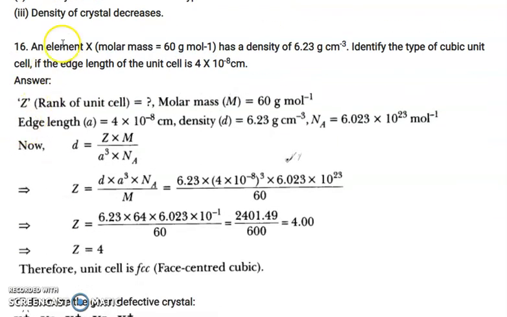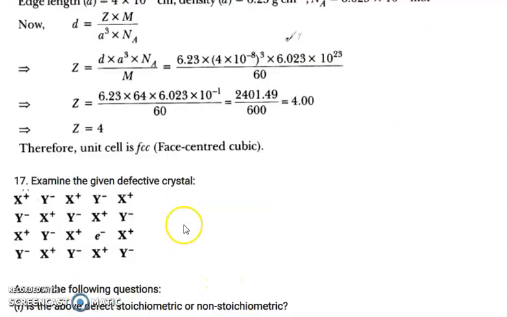Now the next question: an element of the given mass has the given density. Identify the type of cubic unit cell if the edge length of the unit cell is this. So the answer: Z, the rank of the unit cell, molar mass M 60 gram per mole, edge length this one, density, everything is the same. Whatever question is given, you will calculate the value of Z. Therefore the unit cell is FCC, face centered cubic.